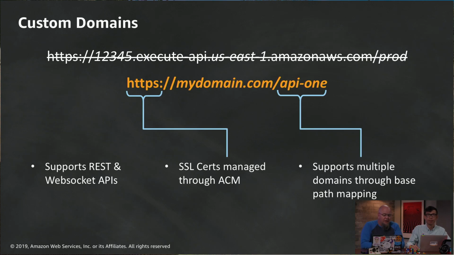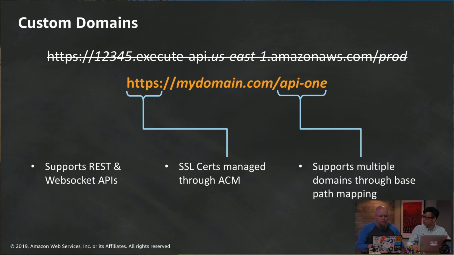The third thing, and really one of the primary things, is base path mapping. What this allows is that you can support multiple domains through this. If I didn't have this API-1 at the end, then I could only route to one place, wherever mydomain.com went to. But with the base path mapping, I can say API-1 will always go here, API-2 will always go here, API-3. So I can put multiple APIs behind one custom domain. A lot of flexibility there.